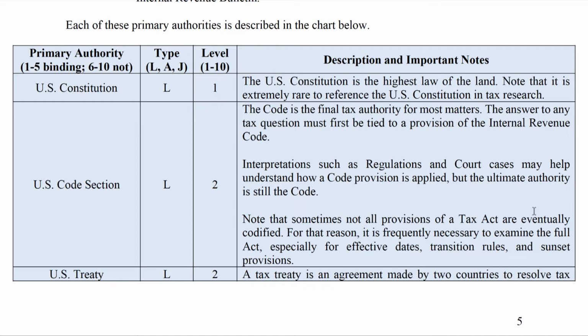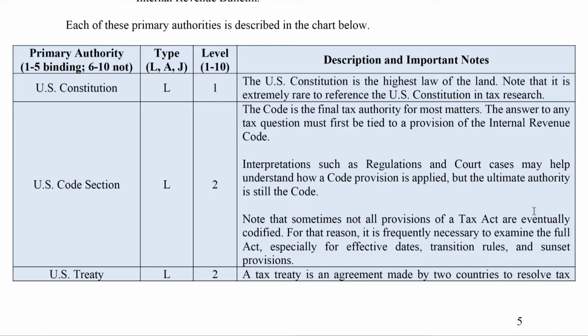The type, the second column, deals with legislative, so you're dealing with Congress; administrative, so you're dealing with the IRS or Treasury; or J for judicial, so we're dealing with cases. So L for legislative, A for administrative, J for judicial. Then level 1 through 10. A 1 is the highest level. A 10 is the lowest level when it comes to primary authority. Again, 1 through 5 are binding, 6 through 10 are non-binding, and they could be persuasive depending on the level of persuasiveness viewed by the court or the IRS. And then I have a description column at the end that gives you a little idea.